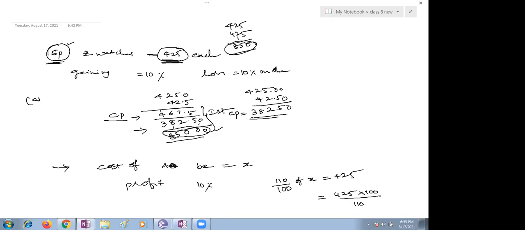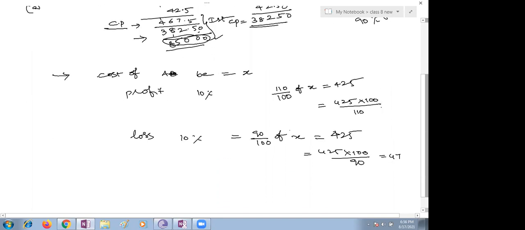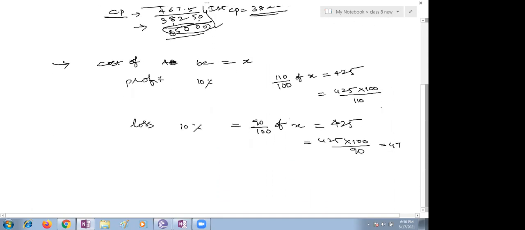But here what we are taking is 10%. Okay. Oh, okay. Selling price is given. On selling price means he is gaining 10%. That's why he is taking 110% of X is equal to 425. In another case he has taken 90% of X is 425. In that case, what happens if you simplify like that? Is it what we are getting? Yeah, ma'am.